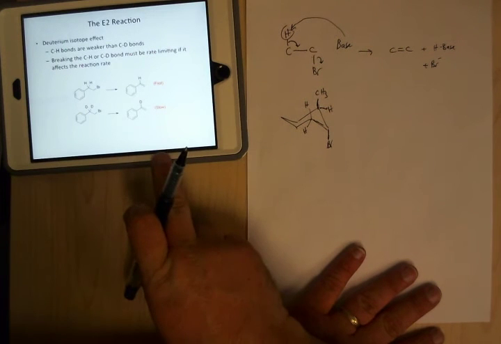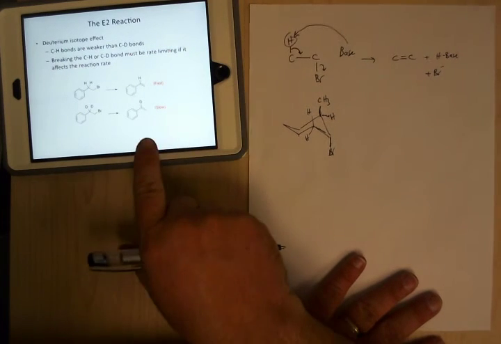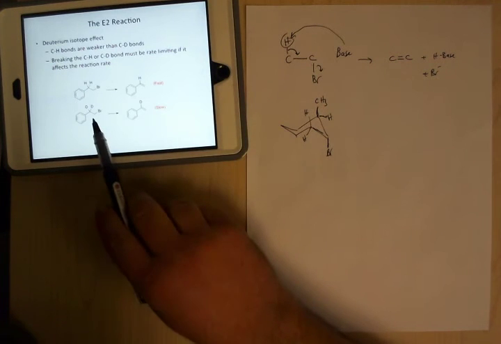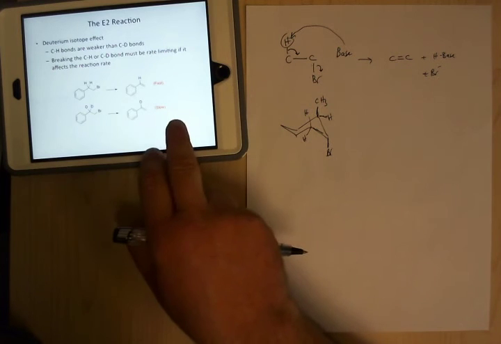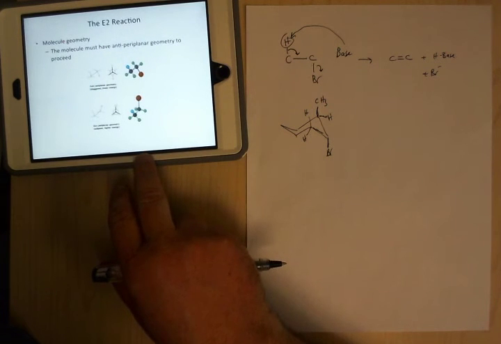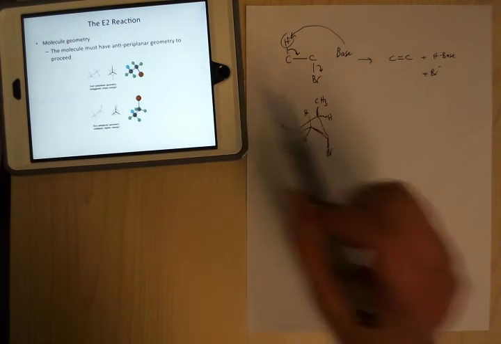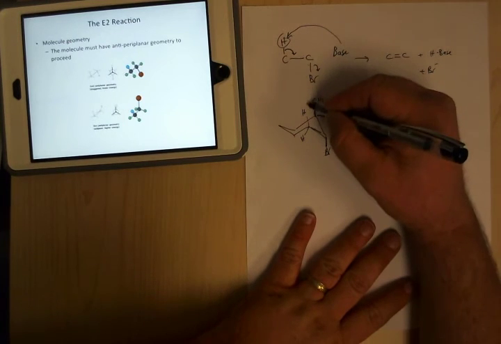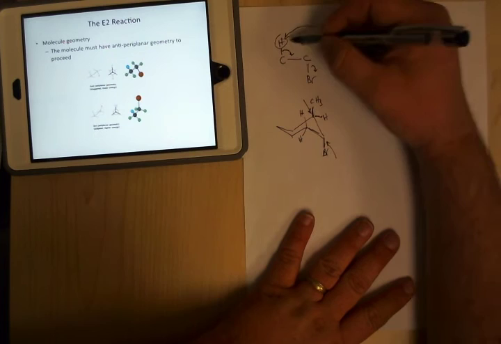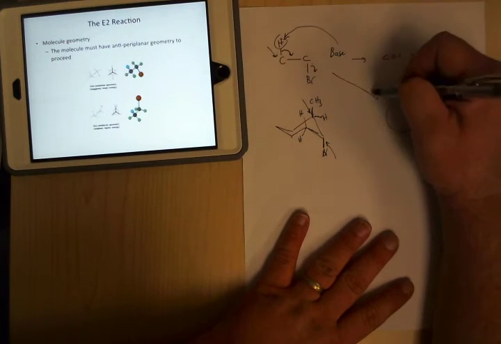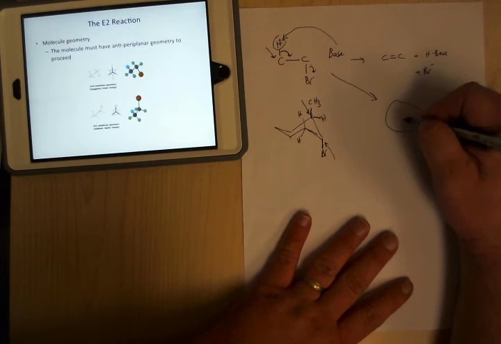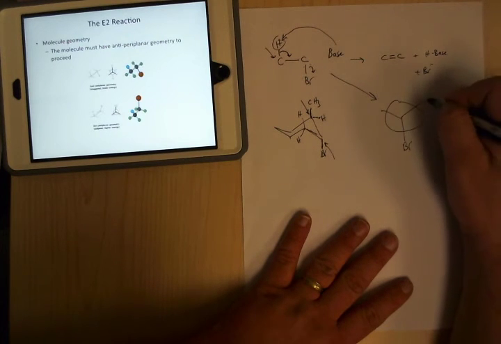Deuterium isotope effects, I wouldn't worry too much about this, only that the CH bond is actually weaker than C-deuterium bonds, so the hydrogen is going to get plucked off preferentially. Molecular geometry: we need to be antiperiplanar. If you look down that bond, we're going to do that Newman projection, so bromine's down here, hydrogen, hydrogen.